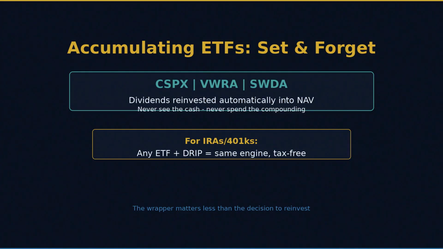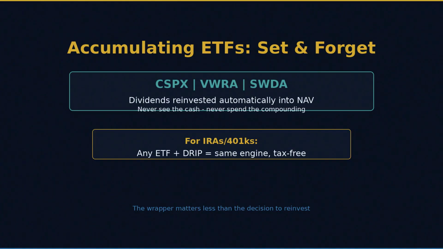The math is straightforward. $10,000 in a stock yielding 2% pays $200 in dividends the first year. Reinvested, you now own $10,200 of stock. Next year, 2% on $10,200 is $204. The snowball grows on its own. Over 20 years at 2% yield plus 6% price growth, reinvesting dividends adds roughly 33% more to your ending balance compared to taking the cash. That's 6 extra years of compounding for free.